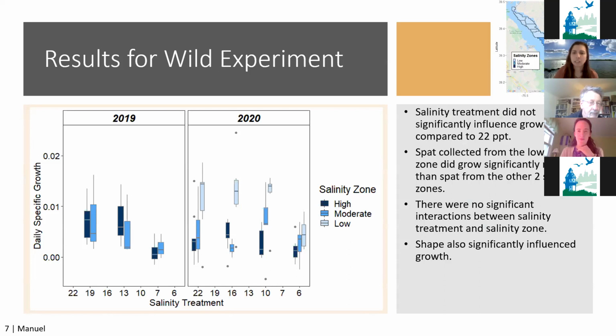And using pairwise comparisons with my high salinity treatment, which in this case was 22 parts per thousand from the 2020 experiment, I compared the other salinity treatments and determined that there was not a significant difference in growth based on salinity treatment. Also using a pairwise comparison with my highest salinity zone, which is the dark blue color, there was a significant difference in growth from spat in the lowest salinity zone, but not with the moderate salinity zone. So that's primarily looking at this 2020 data. There were no significant interactions between salinity treatment and salinity zone, but the shape of the oyster, whether it was popped or flat, did have a significant influence on growth, with the flat spat indeed having higher growth than the pop spat.